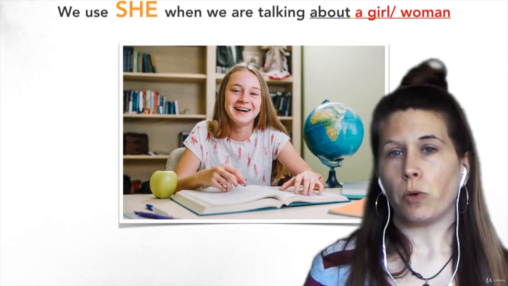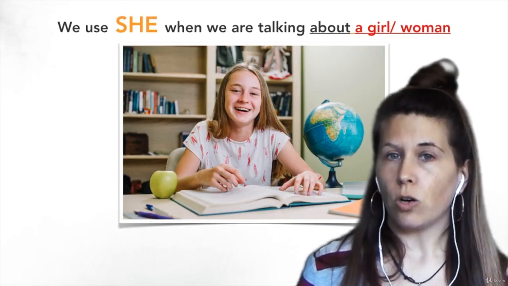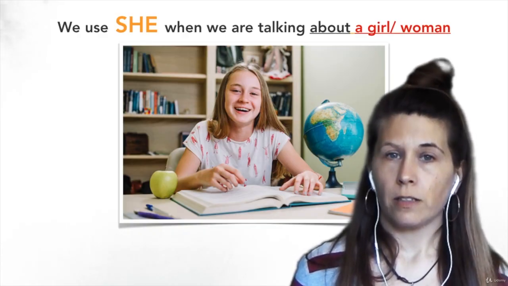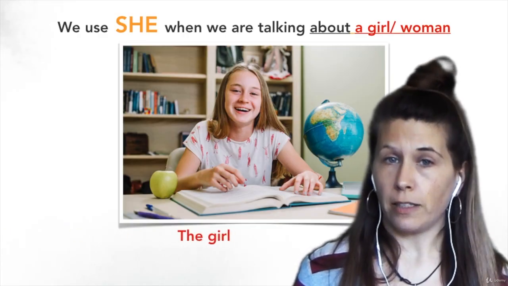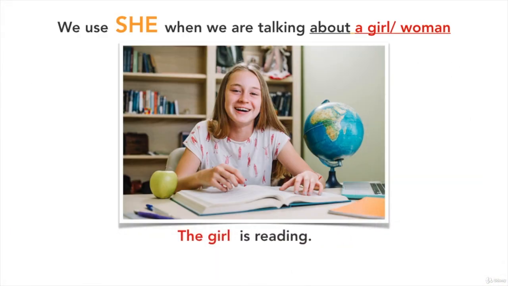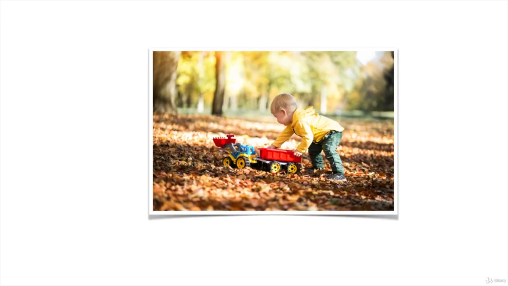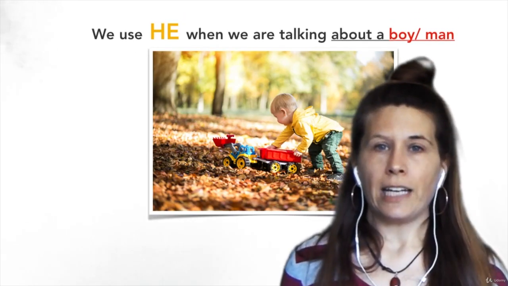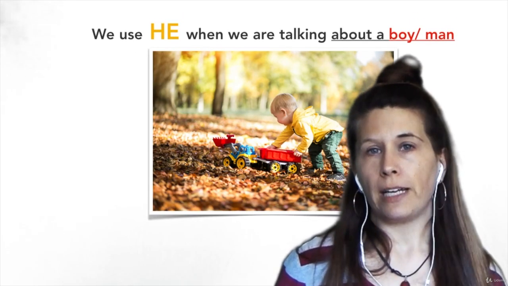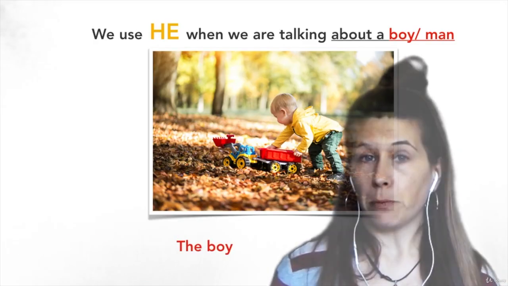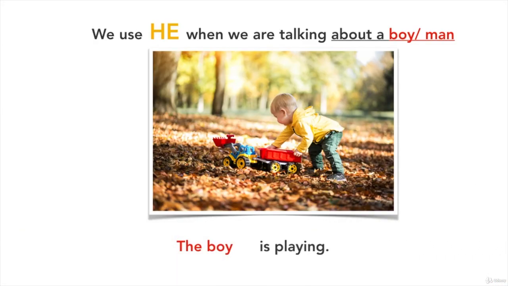We use she when we are talking about a girl or a woman. The girl is reading. The girl, she, is reading. We use he when we are talking about a boy or a man. The boy is playing. The boy, he, is playing.